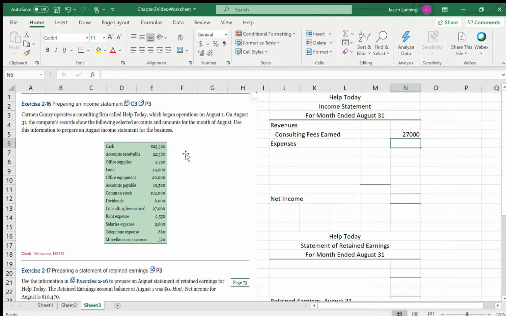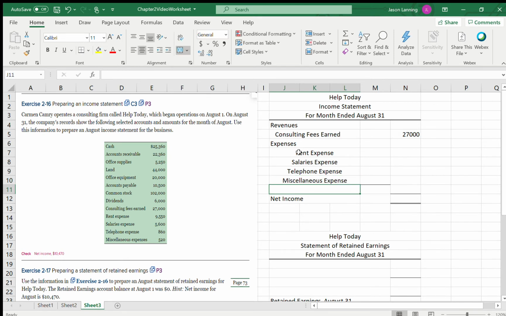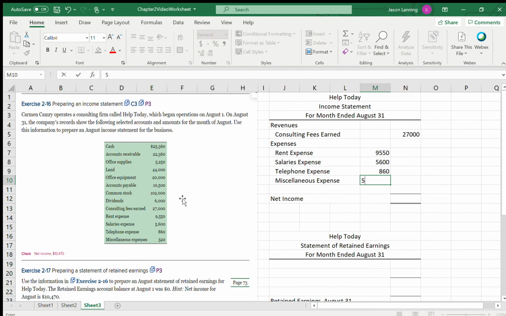Okay, so now we want to look at our expenses, because on an income statement, that's what we have, revenues and expenses. Our expenses are down here at the bottom. We have rent expense, salaries expense, telephone expense, and miscellaneous expense. So these are our expenses, and now we can put our amounts in. We had $950 for rent. Salaries was $5,600. Telephone is $860, and miscellaneous is $520.